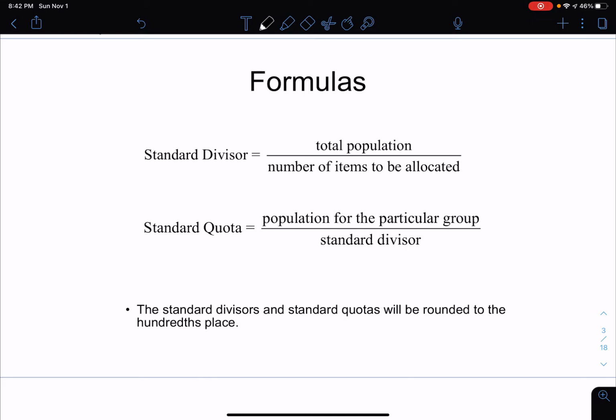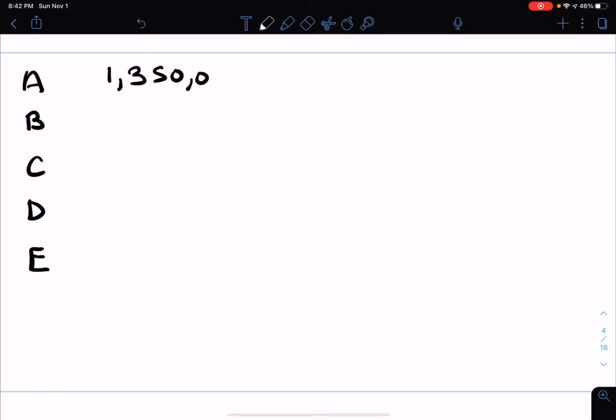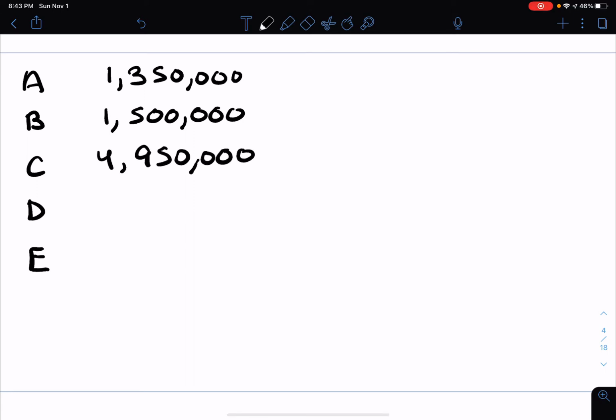All right. So back to our country here. Again, you had states A, B, C, D, and E, with the 1,350,000 people, the 1,500,000 people, the 4,950,000 people, the 1,100,000 people, and I don't know the grand total yet, so I'm going to have to find that.